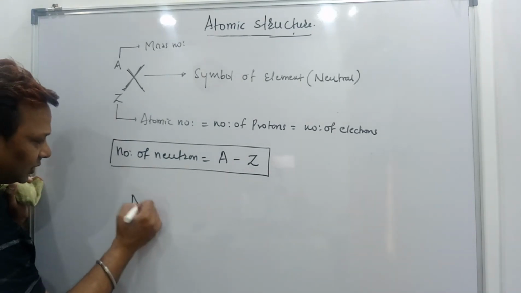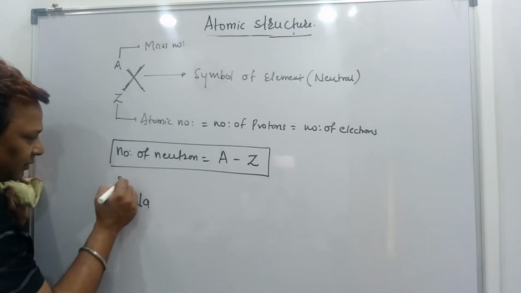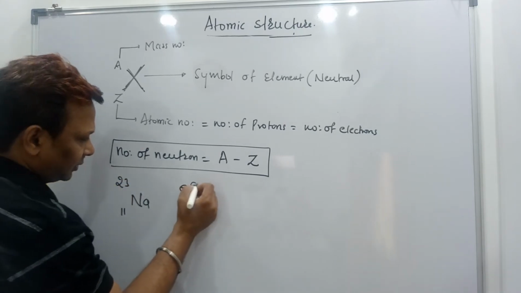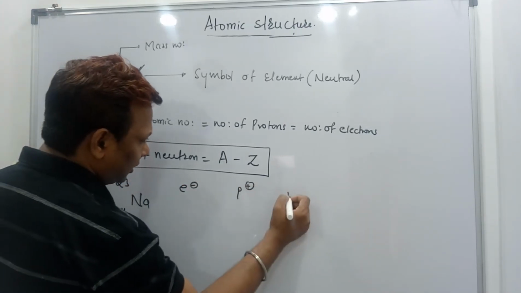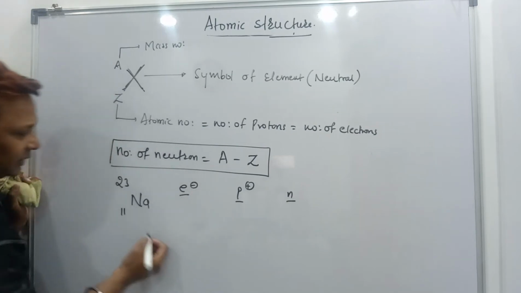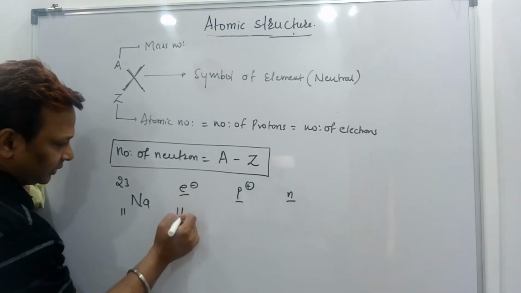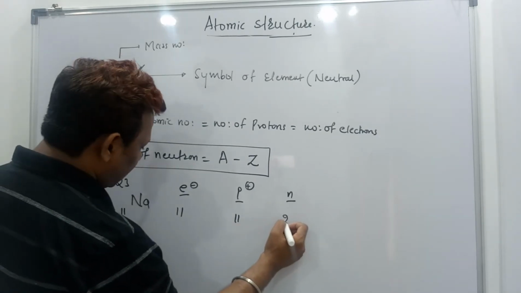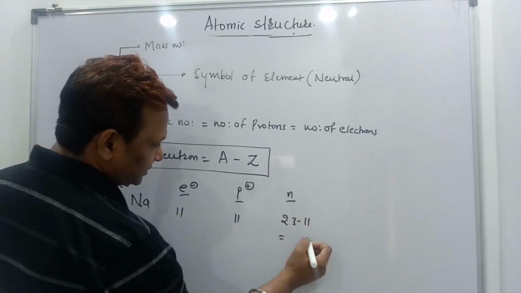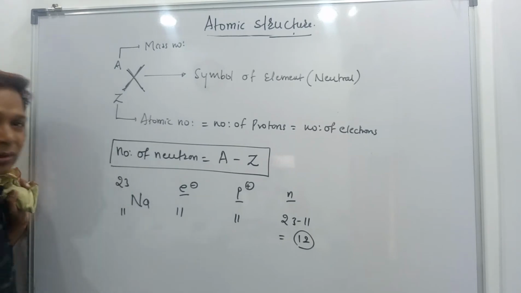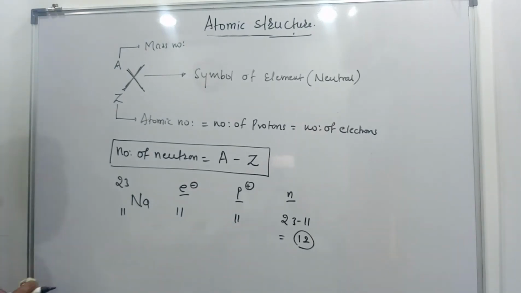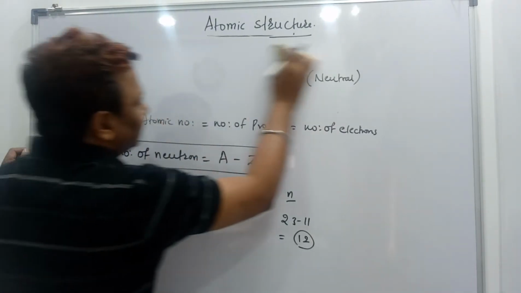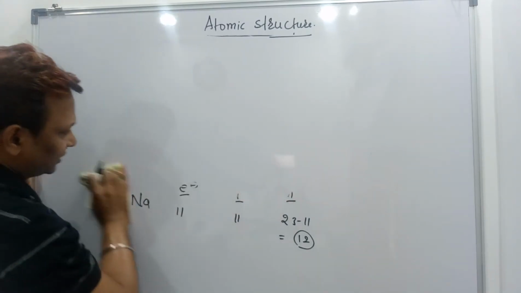Sodium, atomic number 11, mass number 23: find the number of electrons, protons and neutrons. As it is neutral, electrons are 11. As it is neutral, protons are 11. Number of neutrons is A minus Z, which is equal to 12. Correct? Now, this is about the atomic number, mass number and all.